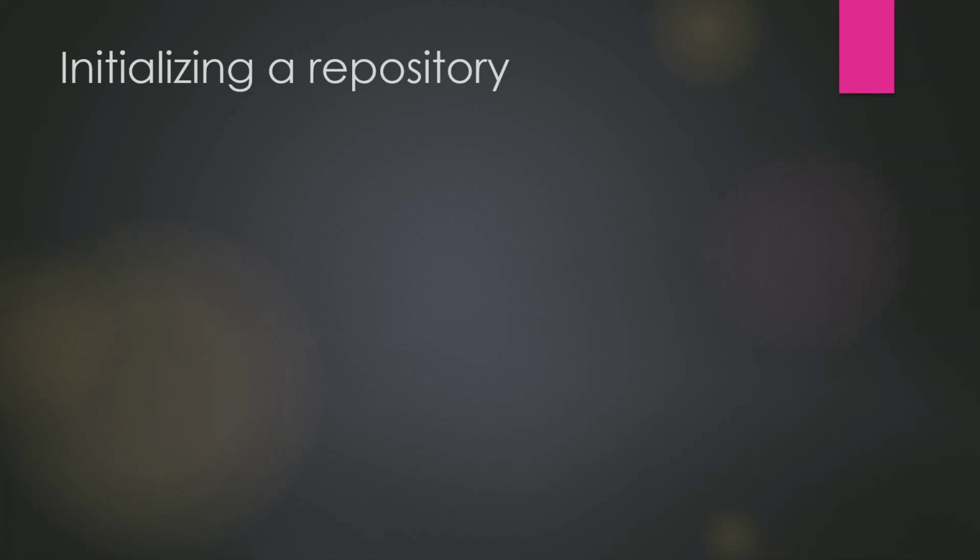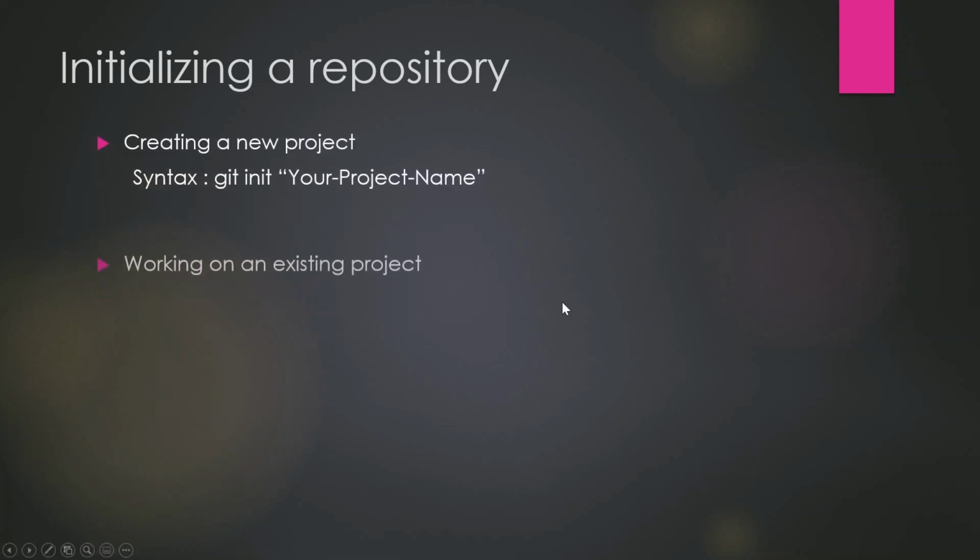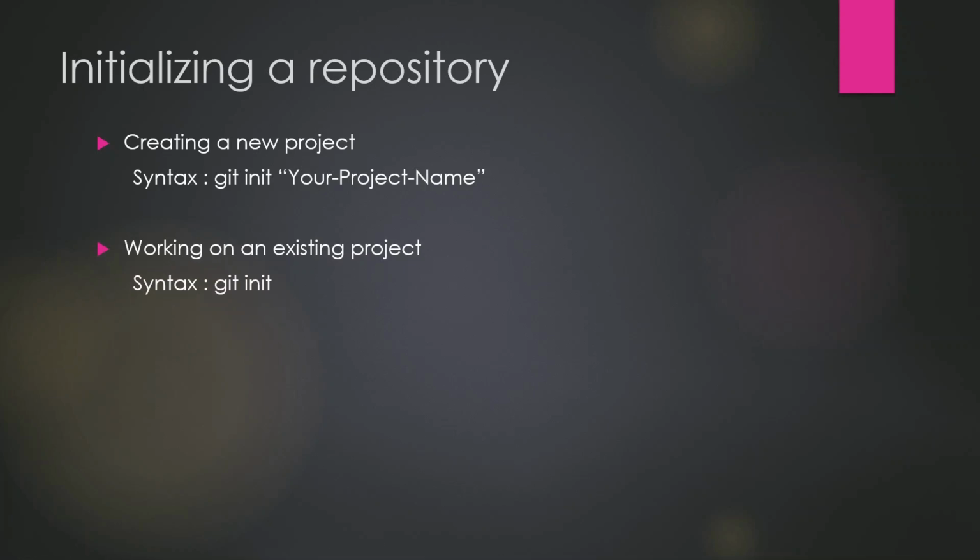We are going to talk about the ways to initialize a repository. There are two ways to do that. Let's talk about them. First is creating a new project. When you don't have any project and you have to create everything from scratch, or start fresh, you have to use this syntax, which is git init and your project name.